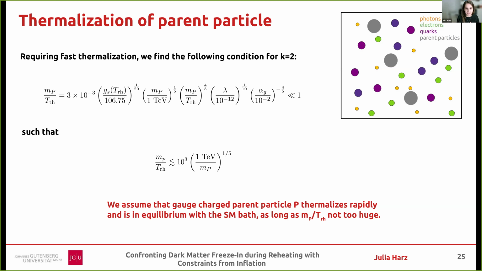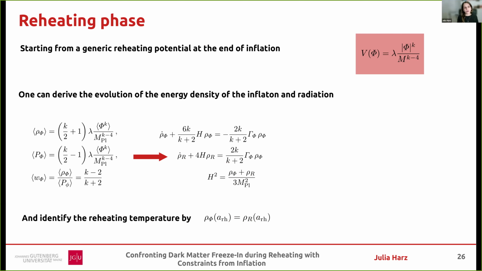Okay, keeping in mind that this is a good assumption, we now want to study how the freeze-in happens if we are in the reheating phase. For this, we start with a generic potential at the end of inflation. Here, this is the inflaton to the k. So k is a free parameter with a certain mass scale and a coupling lambda. What we can do, as we have seen, is describe the energy density of the inflaton in terms of the potential. We can also describe the pressure in terms of the potential. And the equation of state parameter is nothing other than the pressure over the energy density.